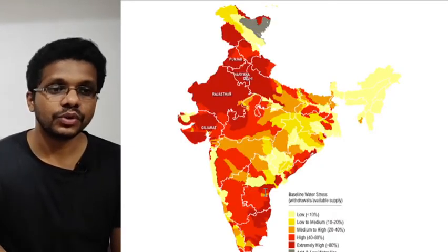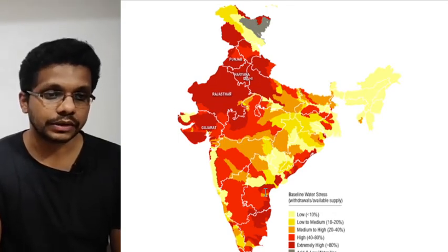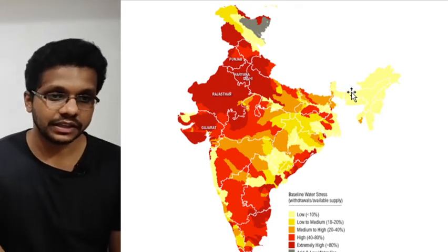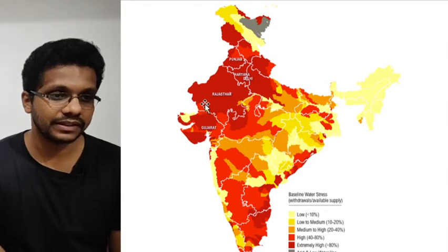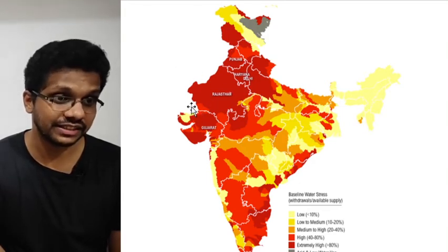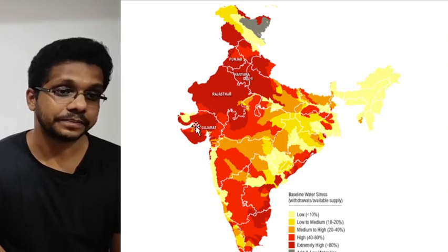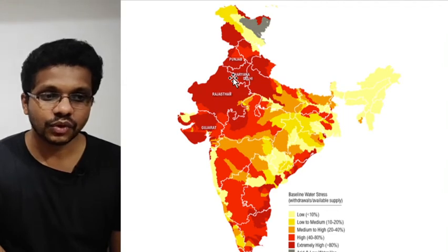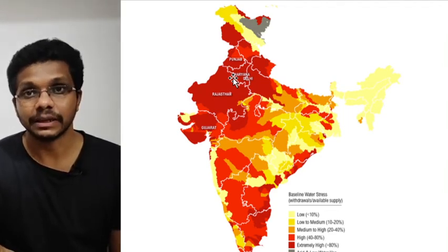So if you take a look at the Indian scenario, we are not good with water. We have huge water demand, but in the northeast we can see that water stress is less. But in the northwest region, that's Rajasthan, Gujarat, Himachal Pradesh, Punjab, the water stress is huge. We are taking more than 80% of water from the renewable resources, and these resources will be depleted very soon.